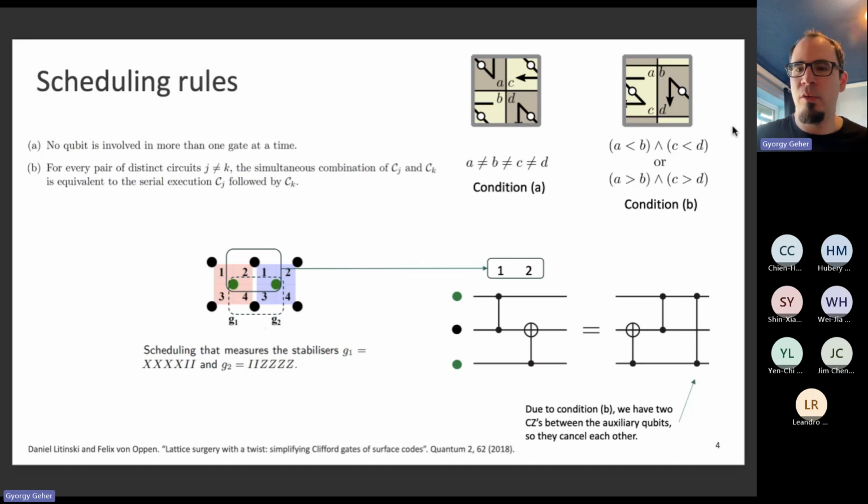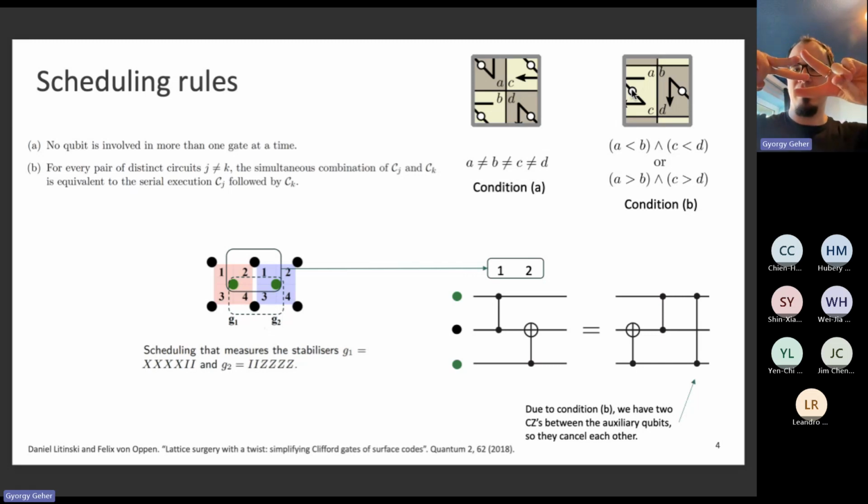And this turns out to be equivalent to this scheduling rule, which means that let's say if these are the A, B, C, D numbers, then either A is less than B and C is less than D, or the other way around.